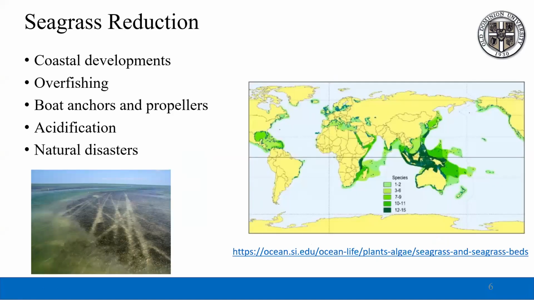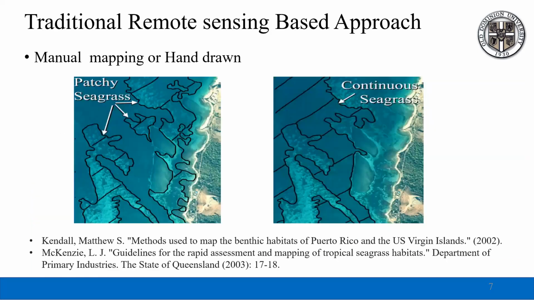However, right now, seagrass is rapidly diminishing due to human-induced things like coastal developments, overfishing, harming of seagrass populations by boat anchors and propellers, and acidification, as well as natural disasters. Because seagrass is so important to the ecosystem, there's a need to monitor seagrass distribution over time for a given region as it reduces. The traditional way to monitor seagrass is manual mapping or drawing the boundaries by hand.